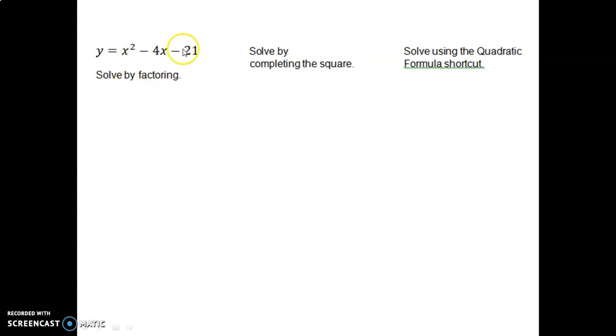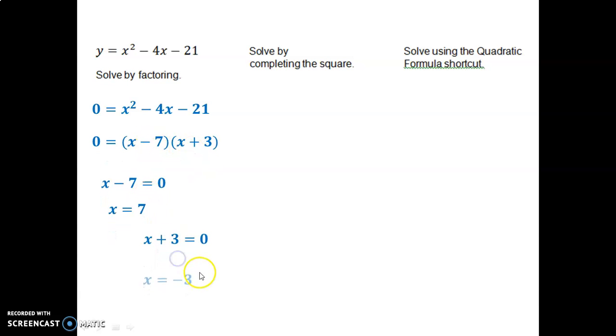So how about you solve this one by factoring first and check what your 2 answers are. So that one factored is like this, set each factor equal to 0, and we get 2 answers. The 2 answers are 7 and negative 3. Now try the same process completing the square. And you should know it's the same quadratic. You should get to the same answers, but just practice. See if you can do completing the square on this and see if you get the same answers.